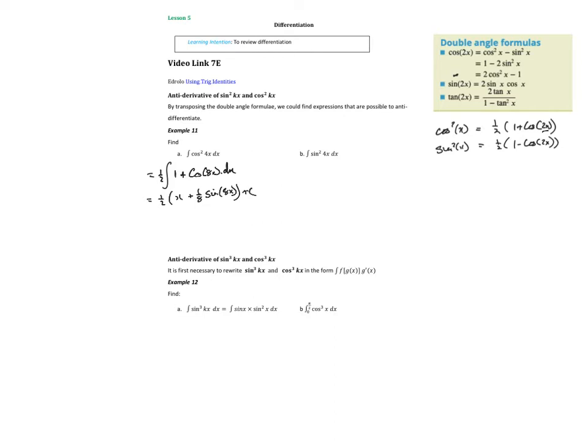Sine squared 4x is similar. I've got a half out the front, and I can write that as 1 minus cos 8x. You see straight away the importance of knowing your double angles and whatnot. A half out the front, integrate, the antiderivative of cos, so it's minus 1/8 sine 8x plus some constant.